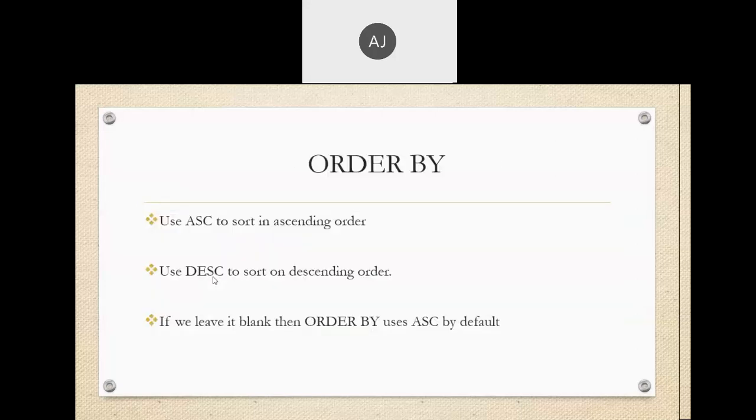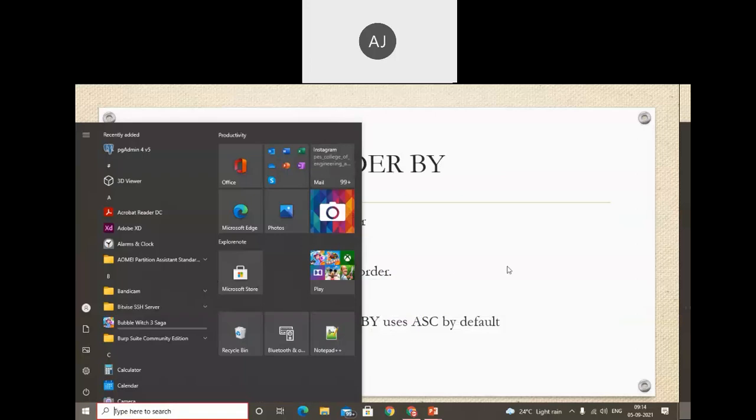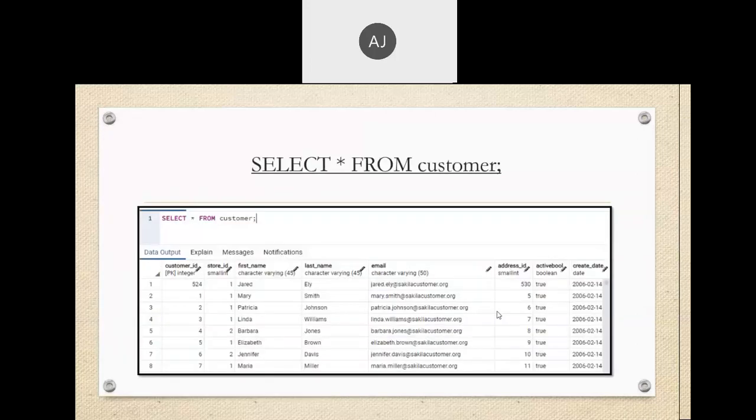On pgAdmin, before that, just carefully look at the table. Here I have a table, and I ran a basic query. The SELECT statement selects all the attributes from customer; SELECT is a clause and FROM is a clause. It returns the data from customer: customer ID, store ID, first name, last name, email, address, active, and current date.